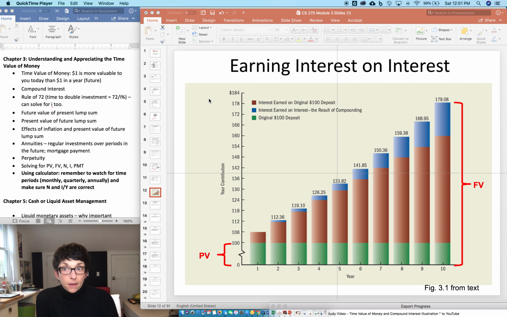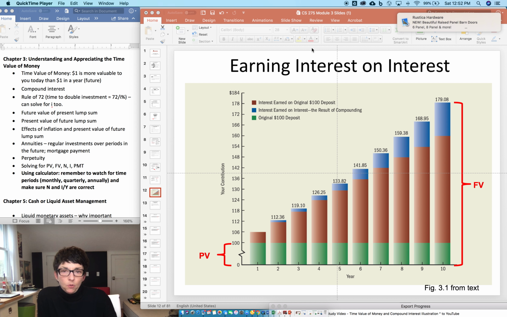Into compound interest, which is just earning interest on interest. And figure 3.1 from the book, also slide 12 from the PowerPoint from chapter 3 that's uploaded to the homepage, I think does a pretty good job of illustrating the effects of compound interest over time. And it clearly points out the difference in what you earn from just simple interest versus earning compound interest.